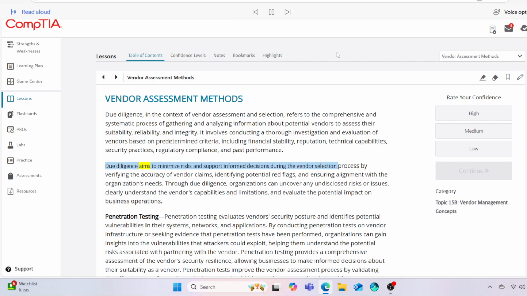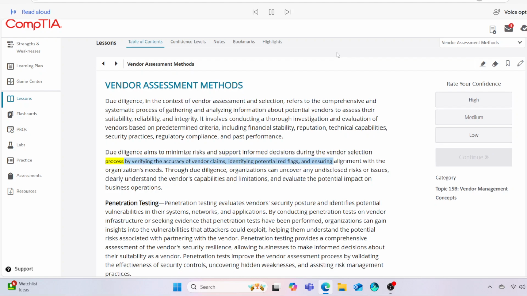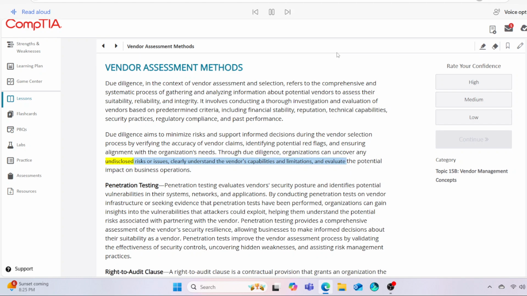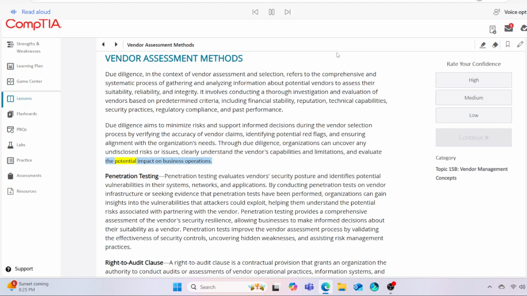Due diligence aims to minimize risks and support informed decisions during the vendor selection process by verifying the accuracy of vendor claims, identifying potential red flags, and ensuring alignment with the organization's needs. Through due diligence, organizations can uncover any undisclosed risks or issues, clearly understand the vendor's capabilities and limitations, and evaluate the potential impact on business operations.